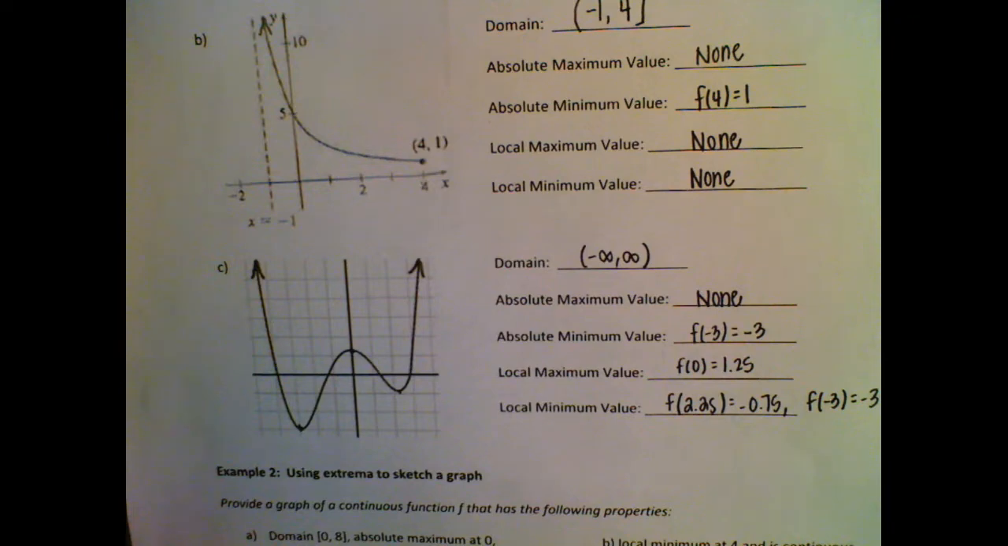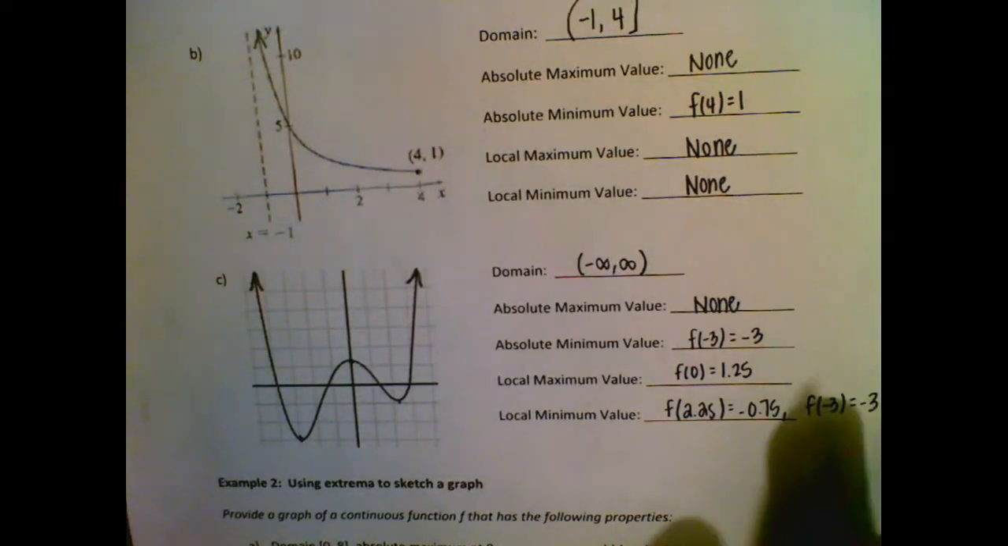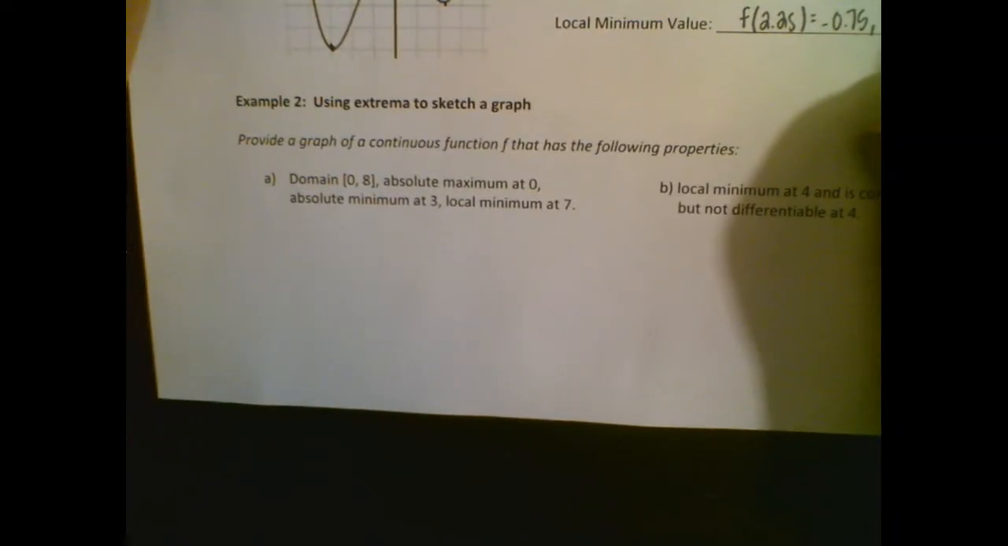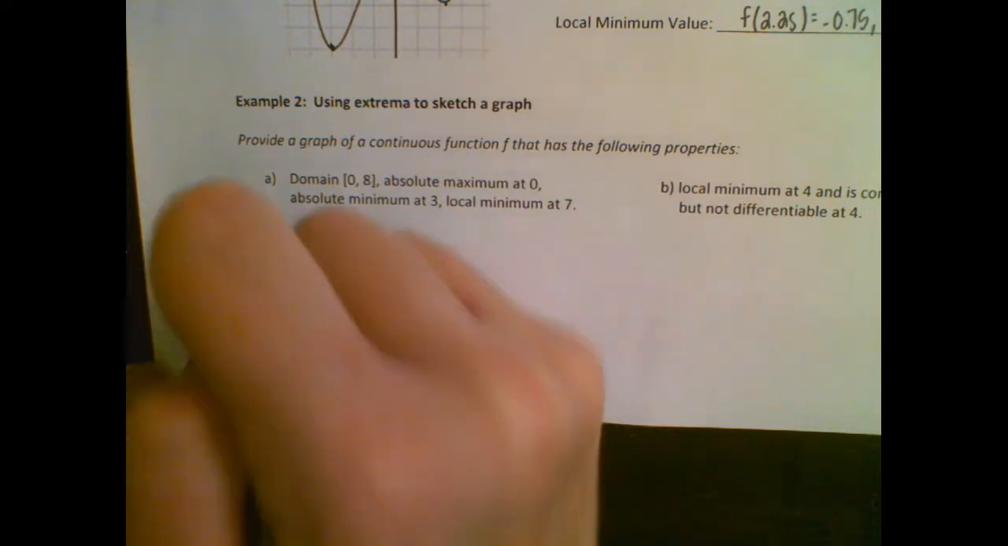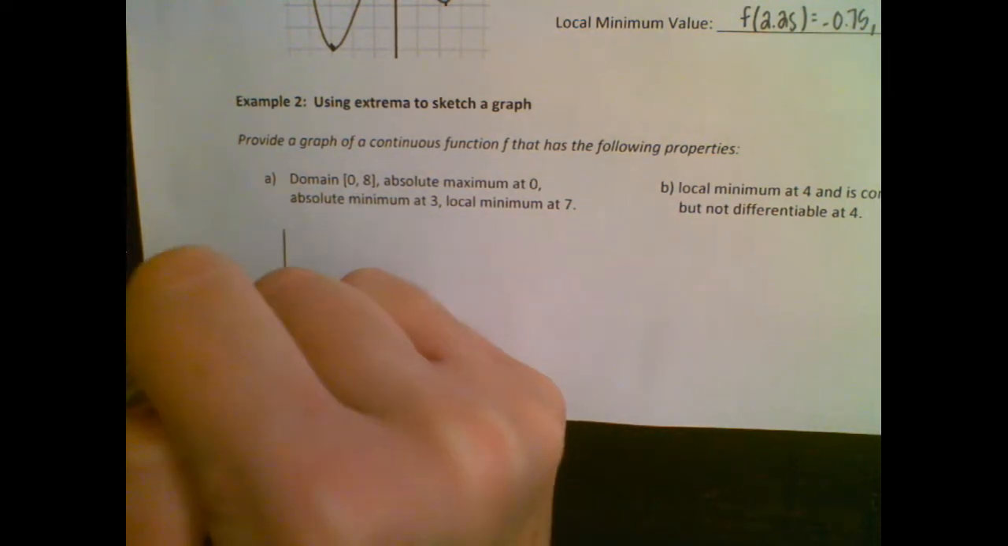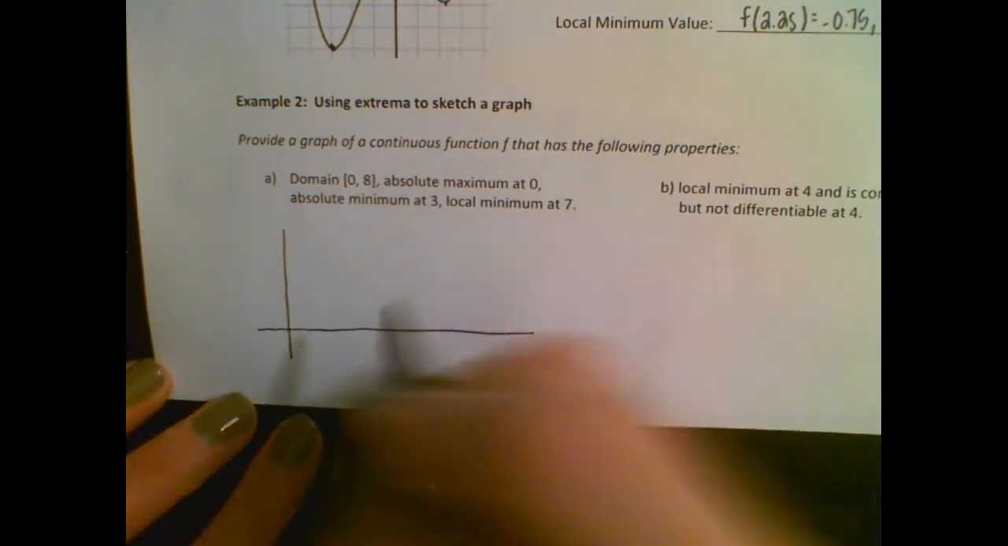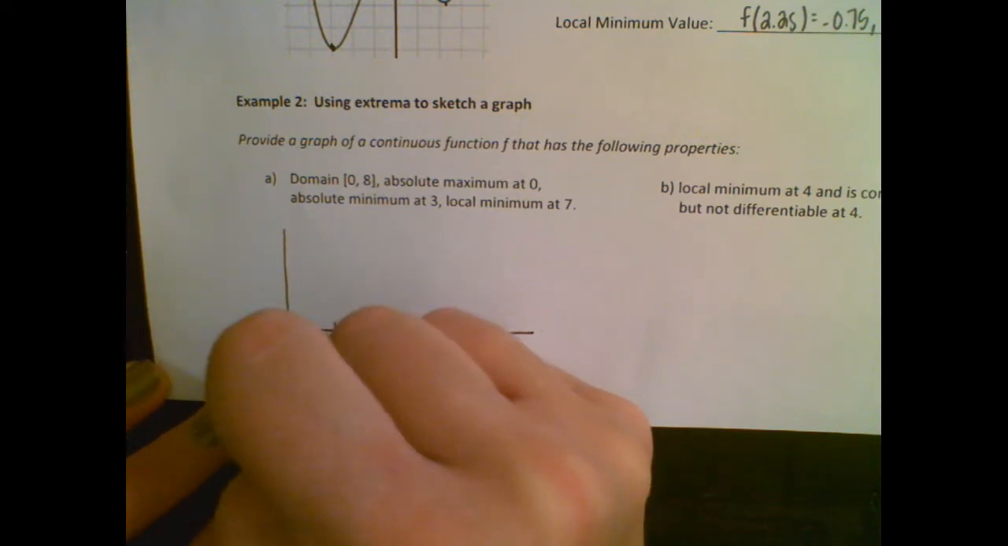All right. And then I want to talk a little bit about sketching graphs. So you might be given some information and asked to sketch a graph of a potential function with given properties. So let's do this one. I have a domain from 0 to 8. So I'll set myself up a little coordinate plane here, make myself some tick marks, and make sure I get up to 8.